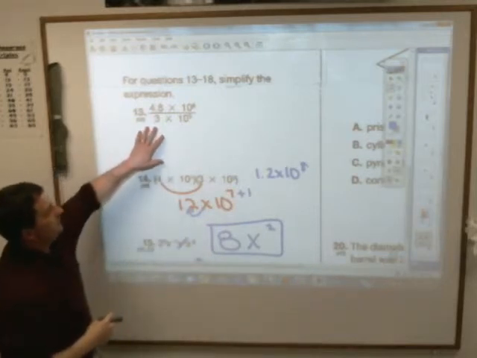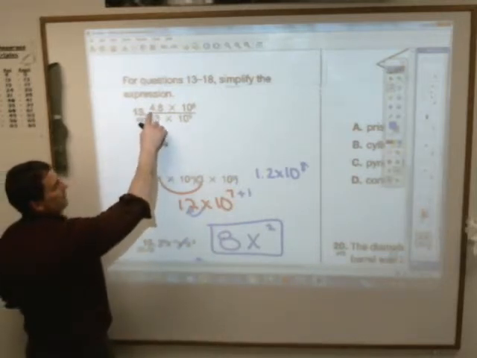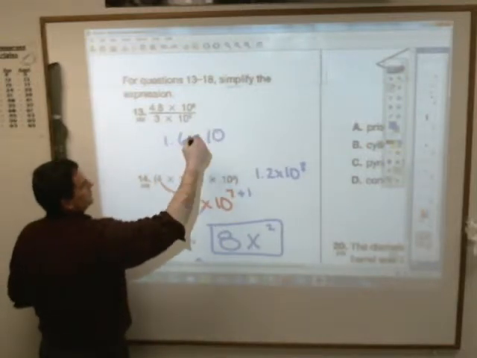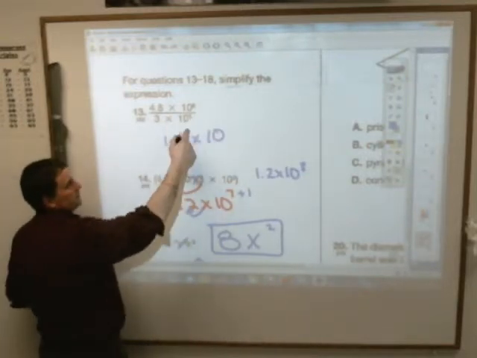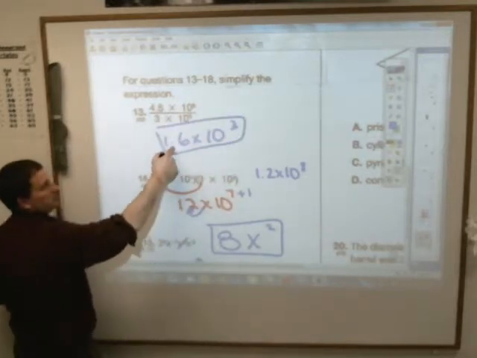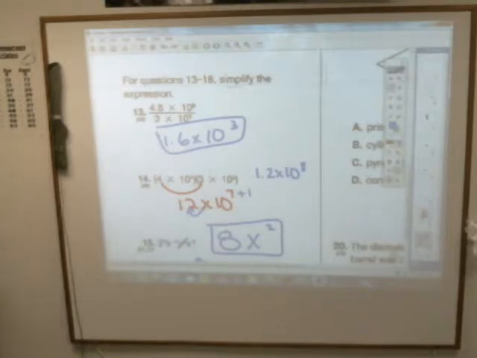Same thing for this one. Well, this one doesn't end up that way. Divide 3 into 4.8, it's 1.6. What do you do when you divide these? You subtract exponents. 8 minus 5 is 3. This one, you don't have to change because that number is between 1 and 10, and it stays that way.